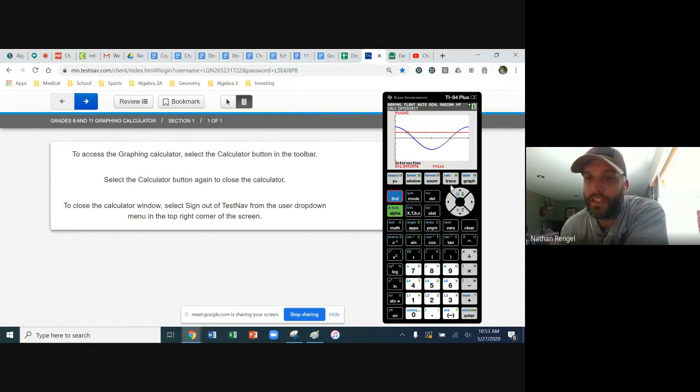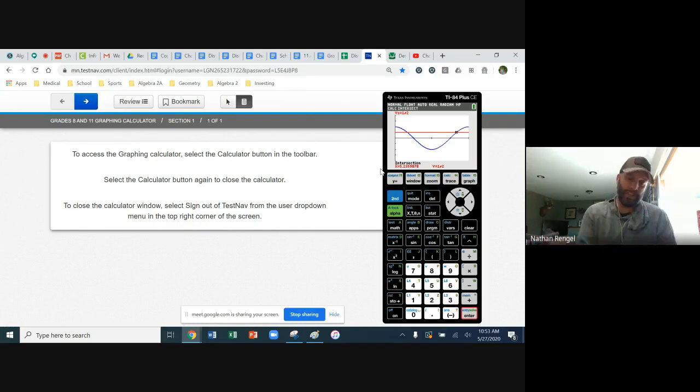To find the second intersection, we have to do another calculation. So second trace is what I just hit there. And then we'll go to number 5, which is intersect. Get as close as you can to that intersection, and we're going to hit enter, enter, enter. And we're going to get 5.235. Now, since the 3 is followed by a 5, that 3 is going to round up. That's going to be 5.24.